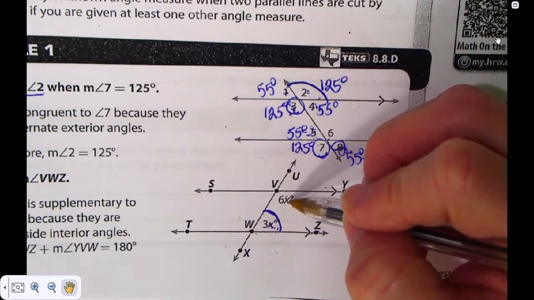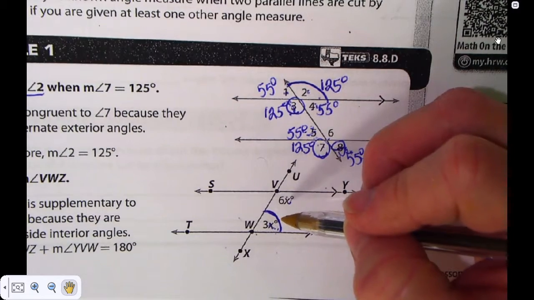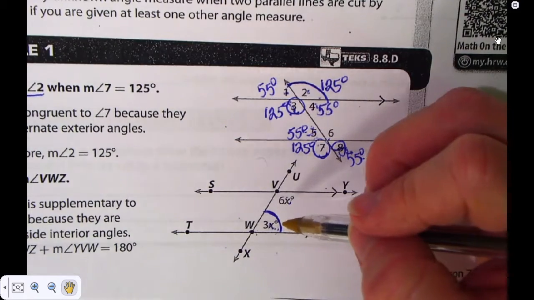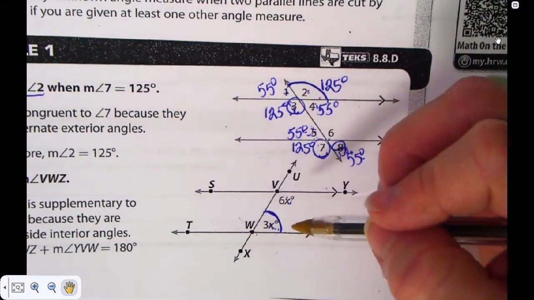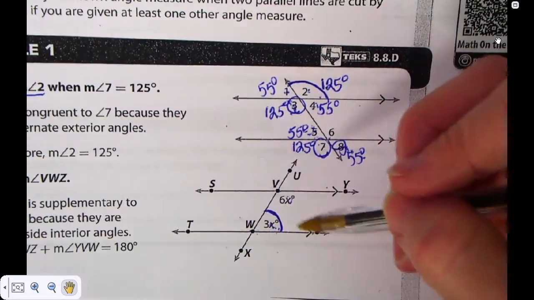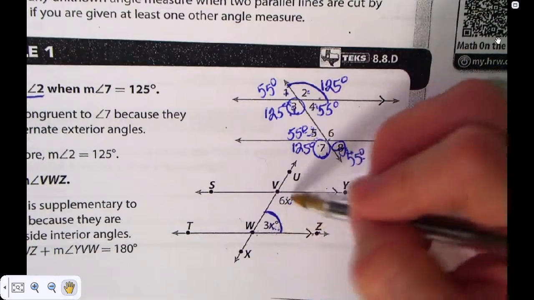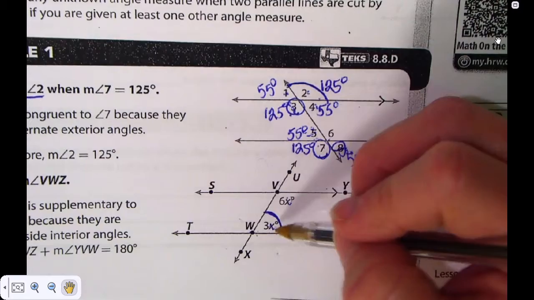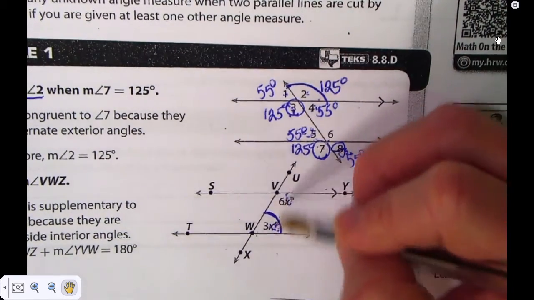Oh, I love it. You're learning the vocabulary. Same side interior, which means they are, starts with an S. Supplementary, which means they are, no, they're same side interior, so they add up to one. No, they do not correspond. That's something different. Guys, corresponding angles are congruent. These two angles are not congruent. One's obtuse, one's acute. They are not congruent. They add up to 180. They're supplementary. These two angles are supplementary.